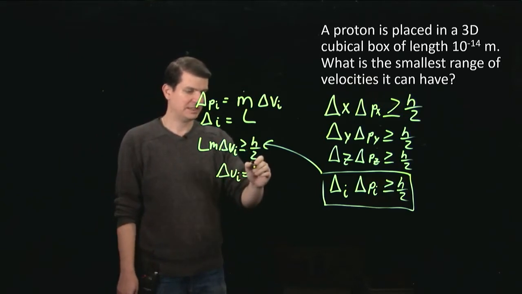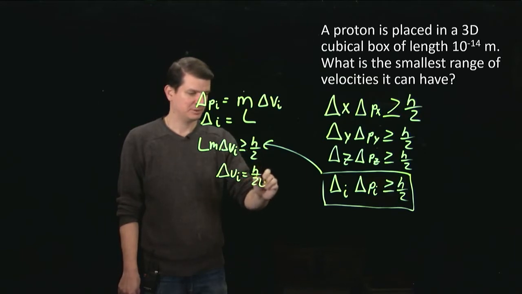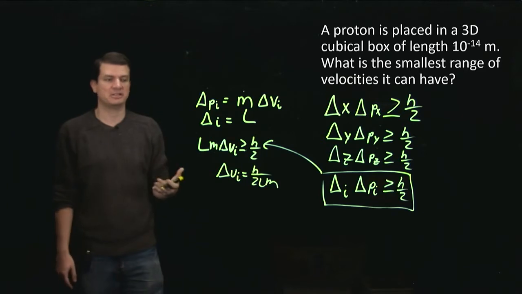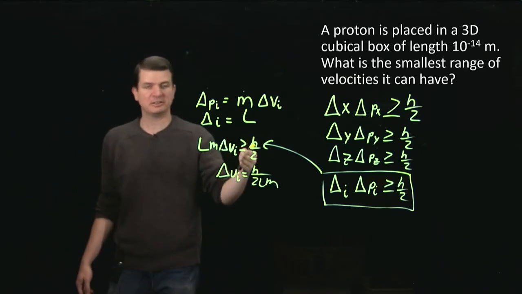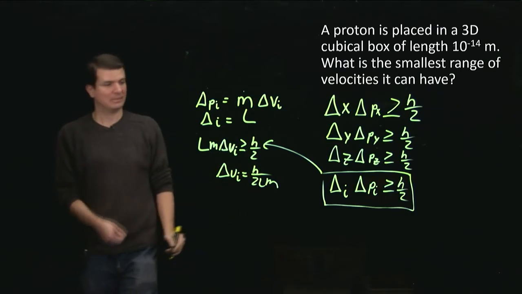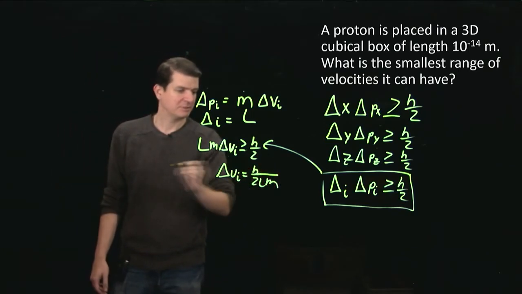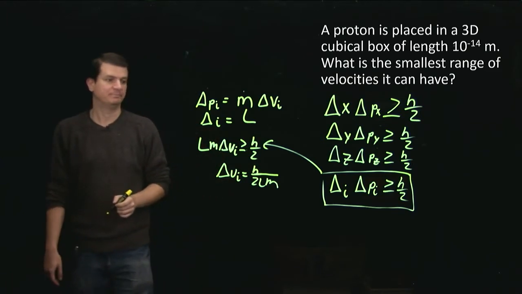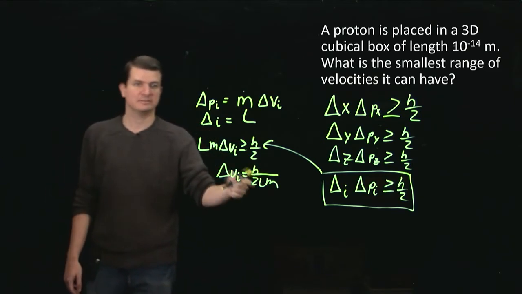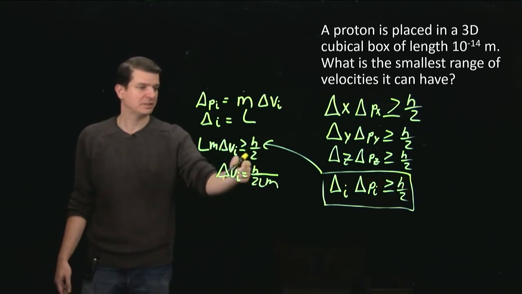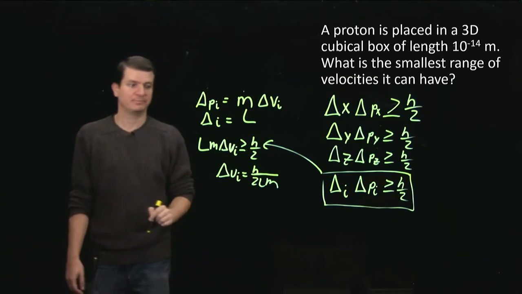I'm just going to say equals as I rearrange, because I'm looking for the smallest range of values, and if I have to be greater than or equal to something, well then the smallest I can be is to be equal to it. So I can take my delta vi to just be h on Lm. L is the side length of the box, that's the 10 to the negative 14th. m is the mass of the proton, and h is Planck's constant.